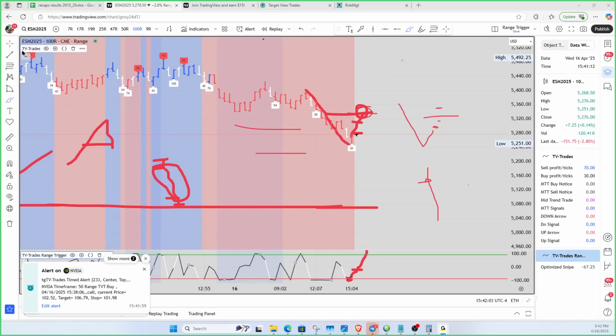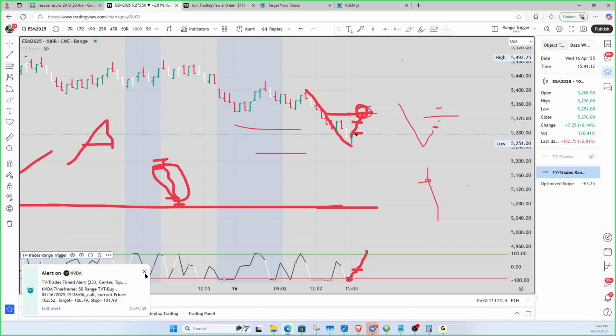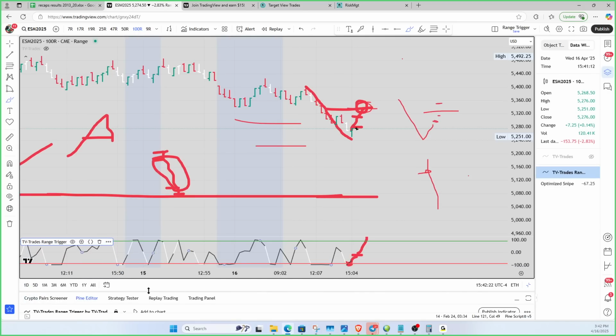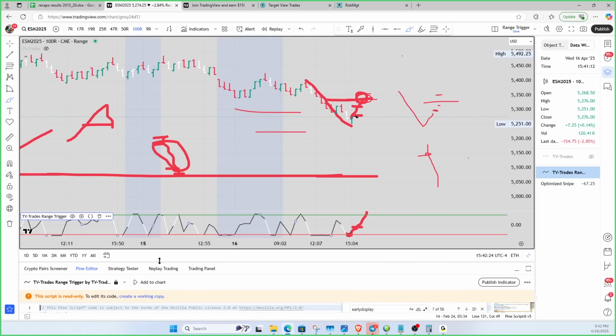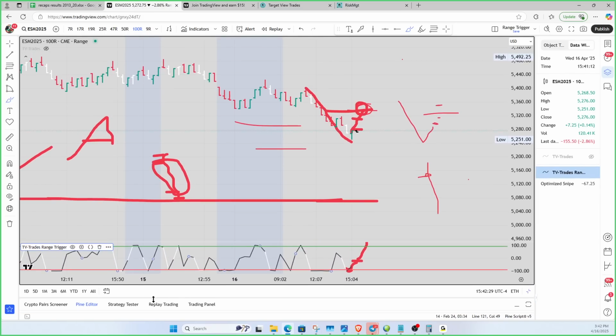Now, the actual bar colors are coming from the TV trades right here. You see, if I shut that off, then you lose some of it. The other bar colors are coming from down here in the TV trades range trigger. Now, I'm not exactly sure what version of the TV trades range trigger this is. So if I click on this and I look right down here, just a couple of lines down, this is just the basic TV trades range trigger that I'm using right here. Okay, it's not the try trigger or anything like that. It's just the basic TV trades range trigger that you all have access to.